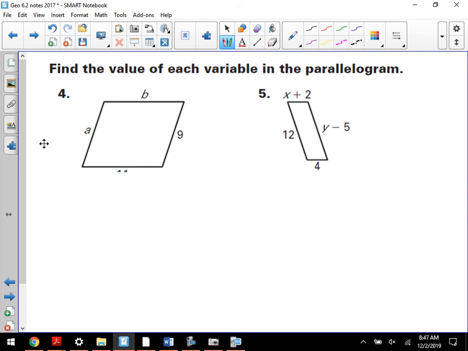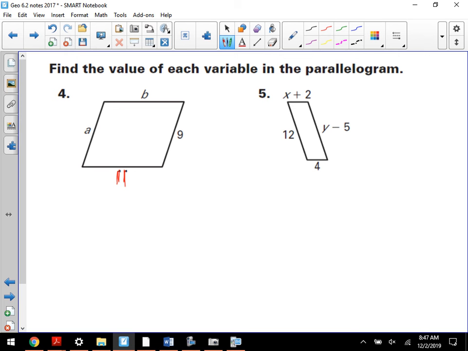Oops, I don't even remember what that number was. Let's say this was 11. It kind of looks like an 11. So, are we dealing with angles or are we dealing with sides now? Sides. So, parallelogram then, with sides, what do we know about the sides? We know two things. They're congruent, which means they're equal, and then they're parallel.